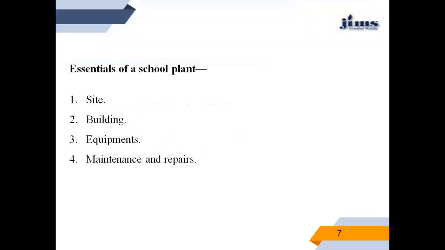Essentials of a school plant. The essentials of the school plant are, first, the school site, that means where the school is to be built. Second, the school building. This is one of the components of the school plant. Then third, the equipments. There are various equipments in the school plant, for example, the apparatus, classrooms, furnitures, blackboards, etc. And fourth, maintenance and repair.